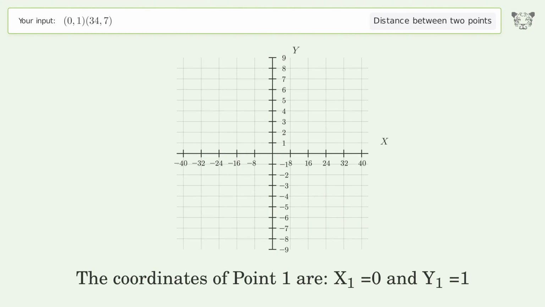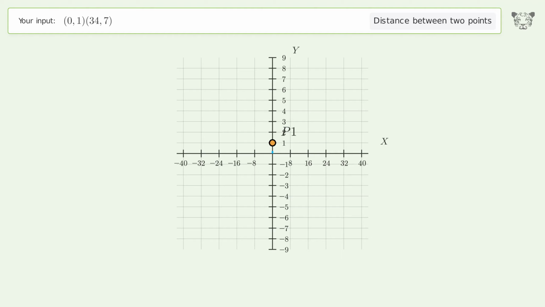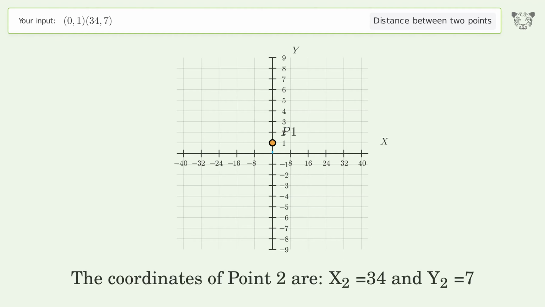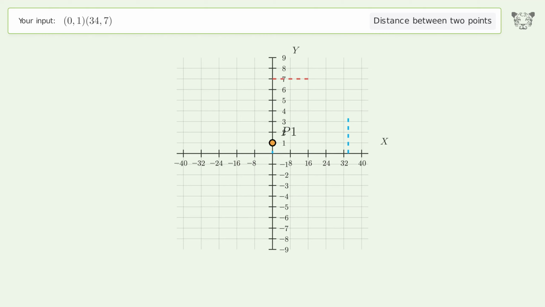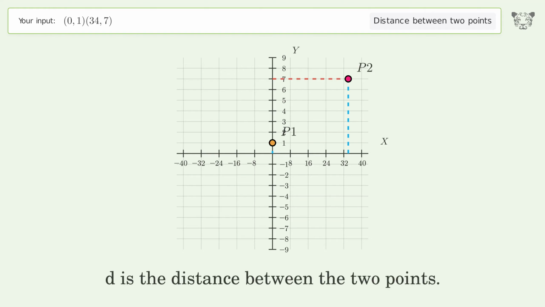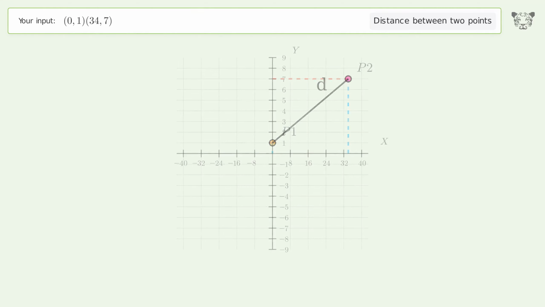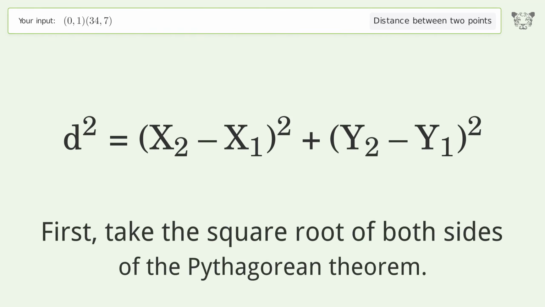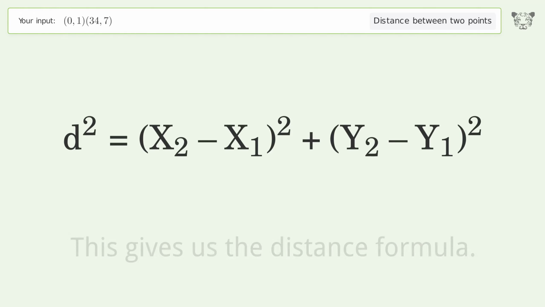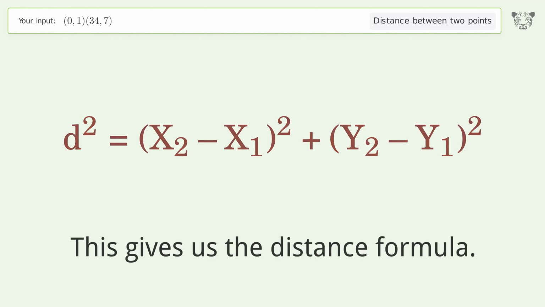The coordinates of point 1 are, x1 equals 0 and y1 equals 1. The coordinates of point 2 are, x2 equals 34 and y2 equals 7. D is the distance between the 2 points. First, take the square root of both sides of the Pythagorean theorem. This gives us the distance formula.